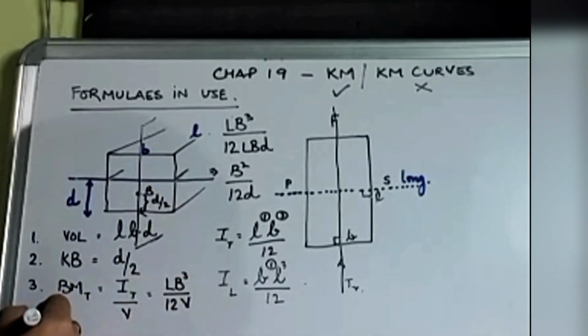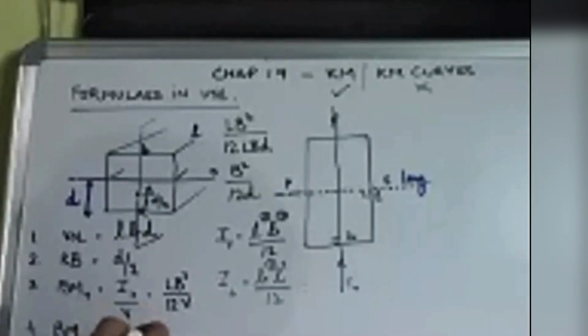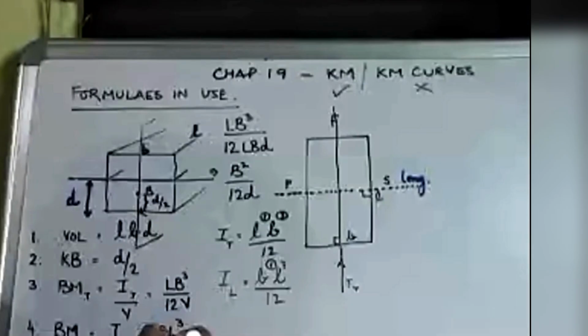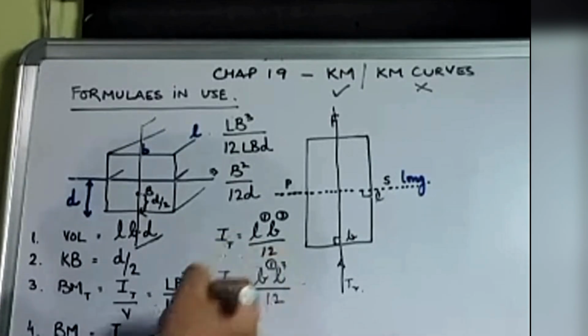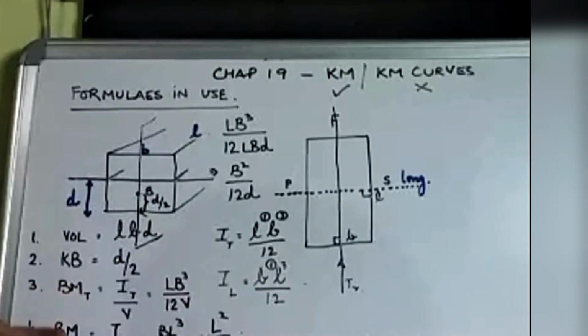Similarly, BML will give me IL by V, is equal to BL cube by 12 LBD, is equal to L square by 12D. Shortcut. So BMT, BML.